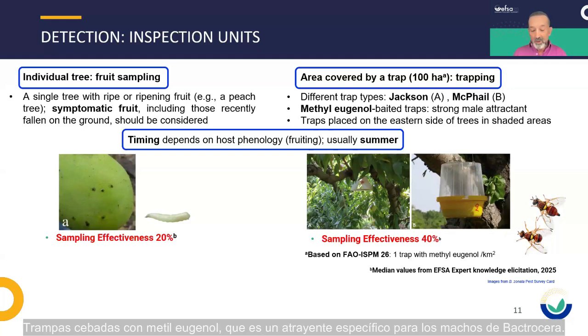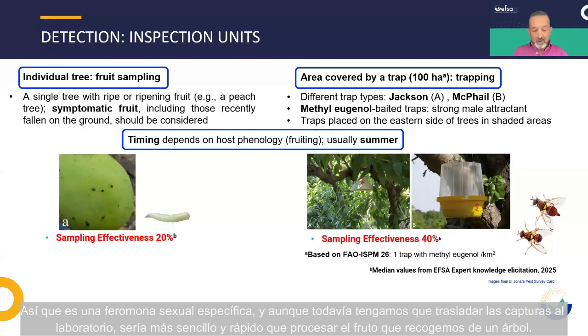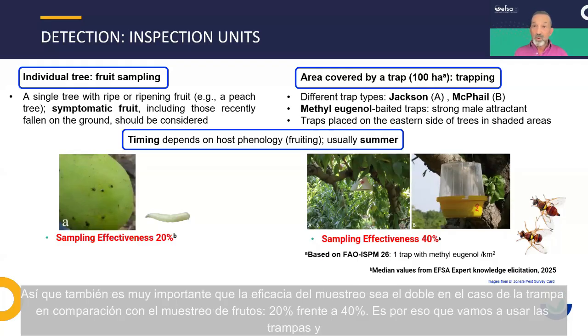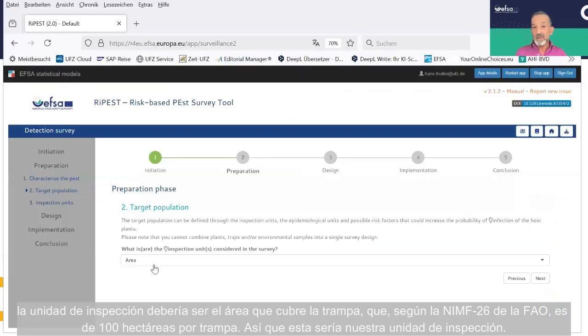On the other hand, traps baited with methyl eugenol, which is a specific attractant for males of Bactrocera, so it's a sex pheromone, are specific, and although we still have to transfer the captured insects to the lab, it would be simpler and faster than processing the fruit that we collect from a tree. Also very important is that the efficiency of the sampling is double in the case of trap compared to fruit sampling, 40 versus 20%. So that's why we go for the traps, and the inspection unit should be the area of trap coverage, which according to FAO, to ISPM 26, is 100 hectares per trap. So this would be our inspection unit.